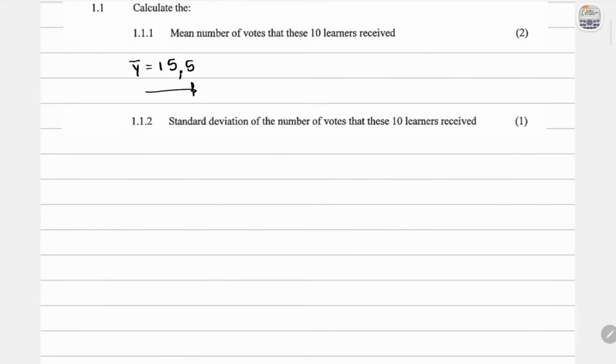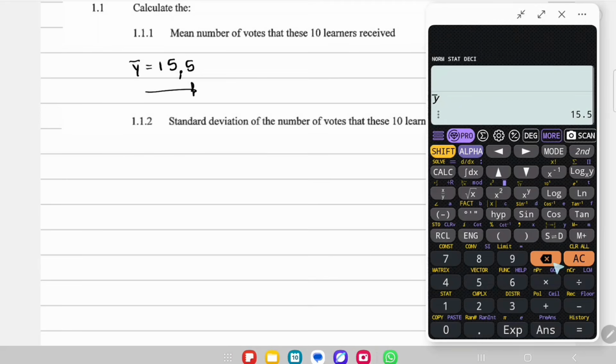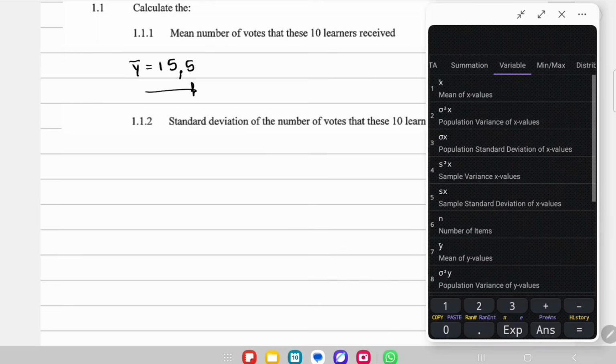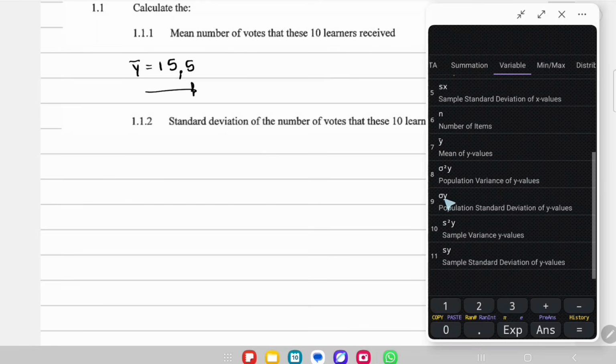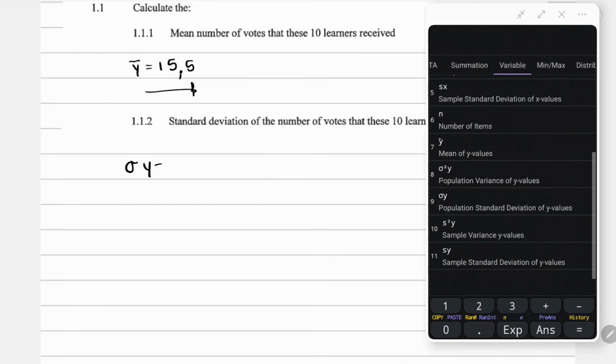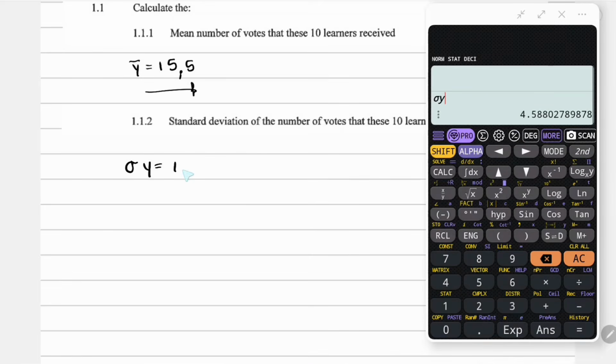Moving on to the next question. Question 1.1.2 asks us to calculate the standard deviation of the number of votes that these 10 learners received. So on your calculator, you can go ahead and press AC, but it's not really necessary. You can just press Shift and 1. And again, you're going to see the same options pop up, and you need to go for VAR. Once you are in variable, we're looking for the standard deviation of the votes, which is the standard deviation of the y values. So the standard deviation of the y values is equal to 4.59, rounded off. And that is our answer.